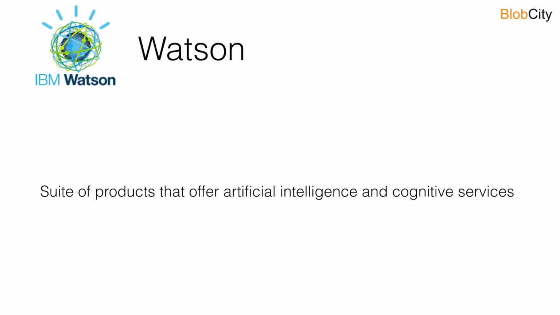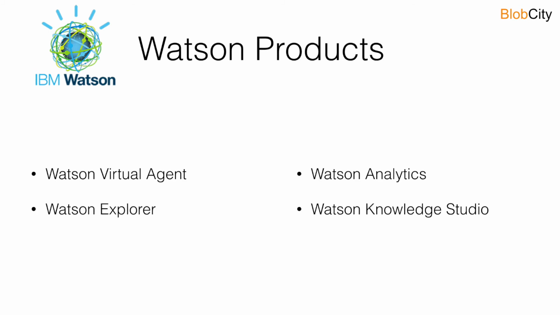So, IBM Watson basically comprises a suite of products. These products and solutions are designed to offer artificial intelligence and cognitive service capabilities. Watson can be used by end users as well as over an API for integrating these capabilities into your applications. Watson has four high-level products.